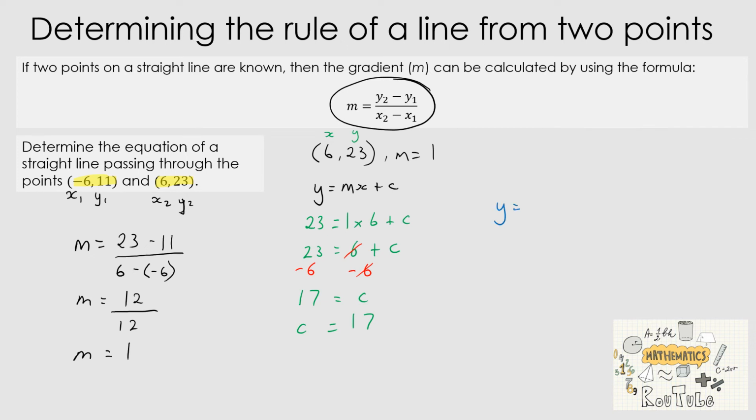We've now got y equals m, which is 1, x, and c is positive, so therefore it's positive 17. And in algebra, we know we don't need to put the coefficient of 1, so we can rewrite that as y equals x plus 17. And there we have found the equation of the straight line when we are given 2 points.